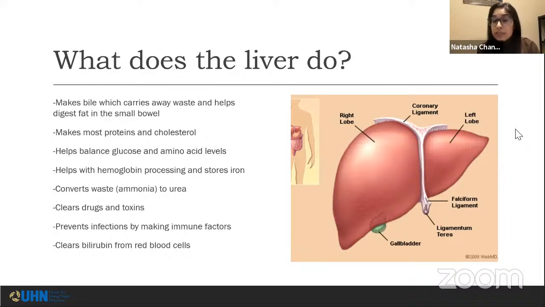On the right, you can see a diagram of the liver. The liver can be divided into the left lobe and right lobe by a ligament called the falciform ligament. Another way to describe the anatomy of the liver is via sections, and there are 8 sections in the liver and 1,000 lobules in the liver.